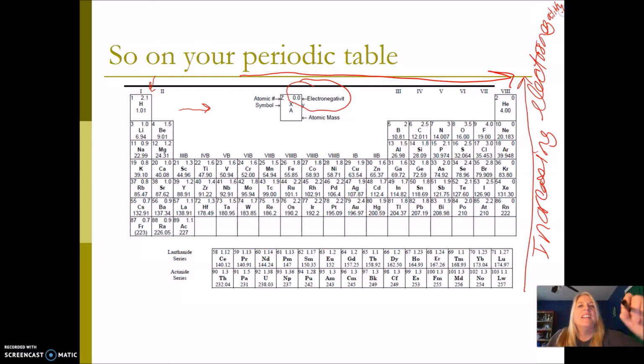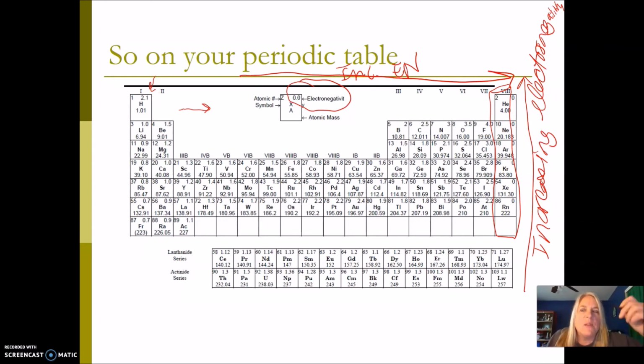I'm running out of room. Same thing here, increasing electronegativity. I'm just going to abbreviate it EN. Now, like I said, it's right on your periodic table. And one thing I want you to notice is that the noble gases are excluded from the electronegativity.